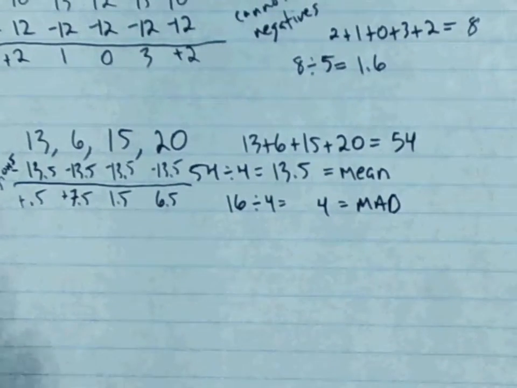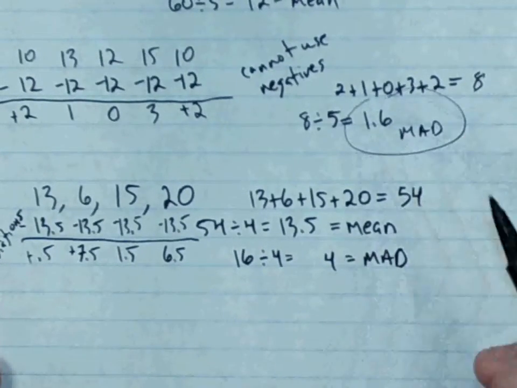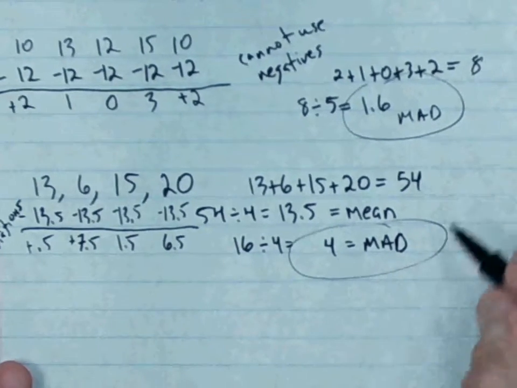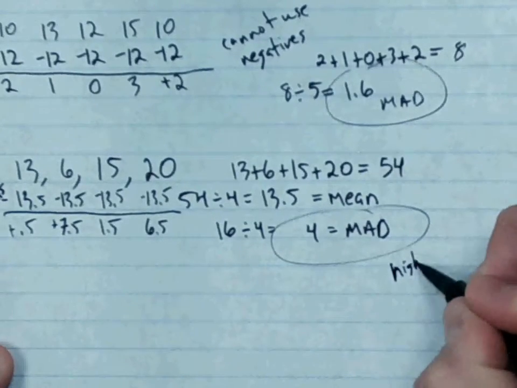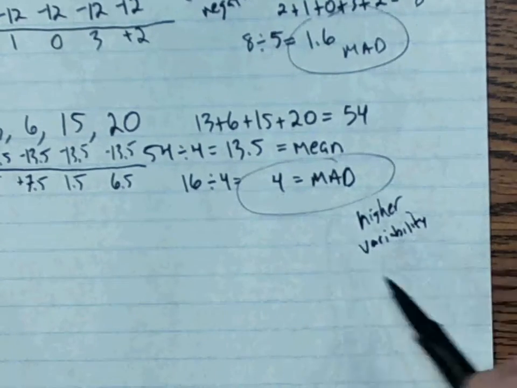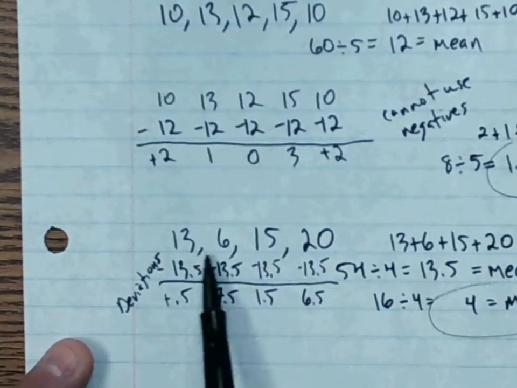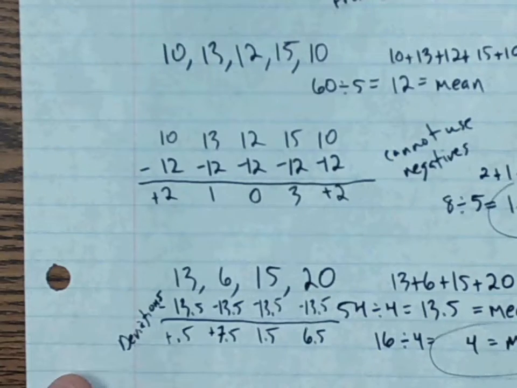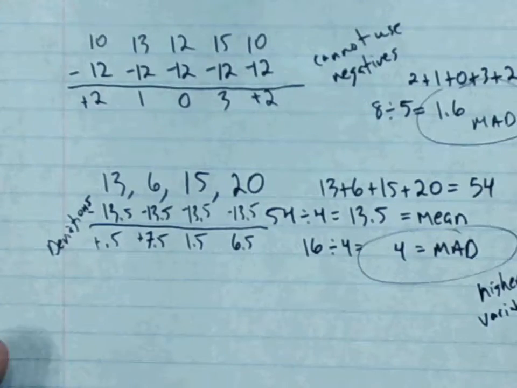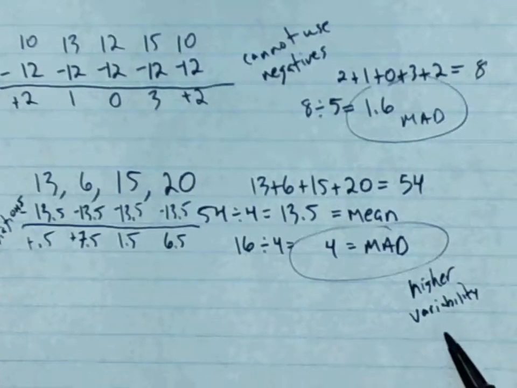Okay, so let's compare. This first set of numbers, the mean absolute deviation was 1.6. This one had a higher mean absolute deviation, therefore this one has a higher variability. The higher the MAD, the higher the variability. If you look at it, these numbers were more far apart than these were up here. Okay, that's what mean absolute deviation tells us. It tells us how far apart on average are the numbers in a set of data. So the lower the number, the less variability, the more consistent the numbers are.